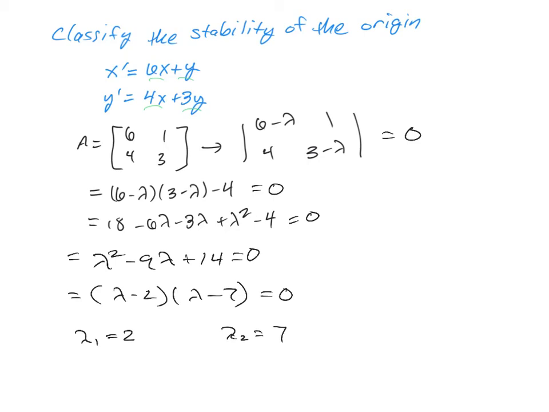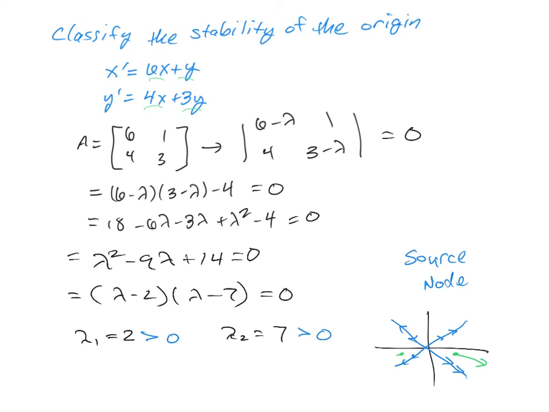Those are both distinct real numbers, and they're positive. So because of that, we know that we're going to have a source node. And this quick sketch of behavior would be for us to have our two eigenvectors where the motion is away from the origin, and then we're going to have all of our solutions going away from the origin, like so. And again, if you were to go to a phase plane program, you could actually see this happening with the solutions getting larger and away from the origin.